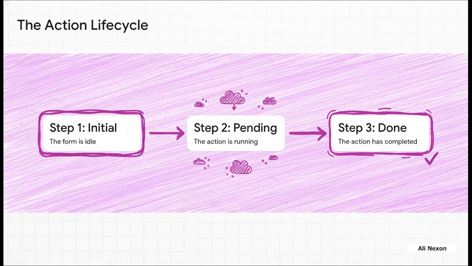So the whole life cycle is super simple. Check it out. First, your form is just sitting there. It's idle. Then the user hits submit and bam, it goes into the pending state. This is while your action is running, talking to the server. And finally, when it's all finished, it's done. React gives you ways to hook into these states if you need to, but the key thing is it's tracking all of this behind the scenes for you.